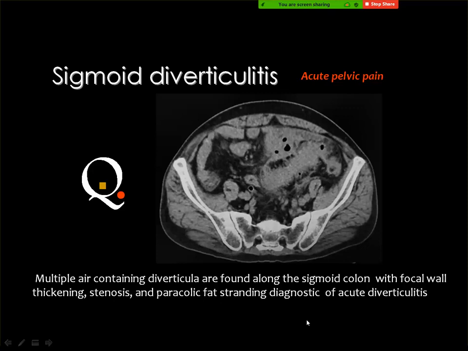Diverticulitis. Yes, and this is chronic diverticulitis with thickening of the sigmoid, stranding of the pericolic fat, and what is very important, the presence of multiple mural diverticula containing air.